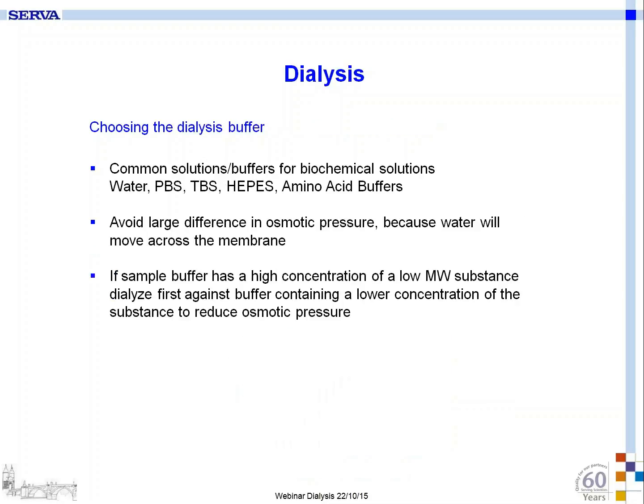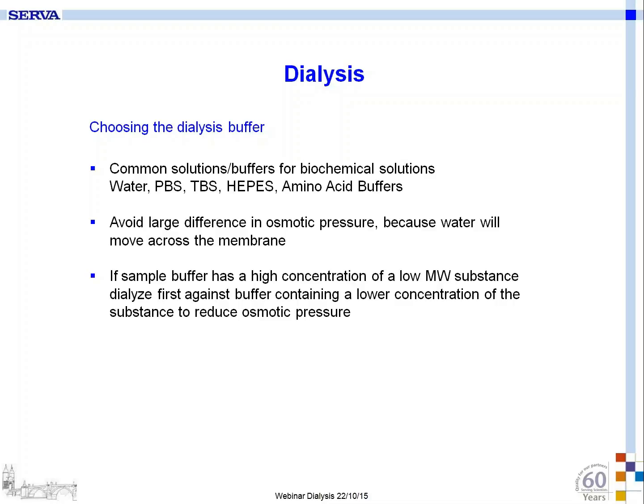You can use as a dialysis buffer all common biochemical buffer solutions like PBS, TBS, amino acid buffers, or as well water. But if you use water, you should keep in mind that you have to avoid large differences in osmotic pressure. Because if you have a large difference in osmotic pressure from the inside and the outside of the membrane, the water will move across the membrane into the membrane.